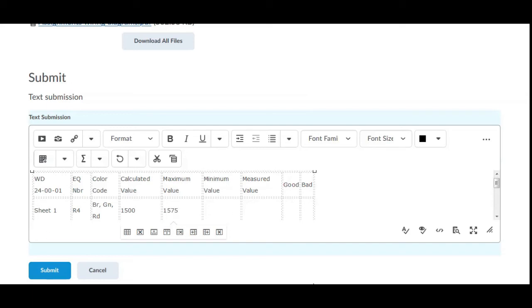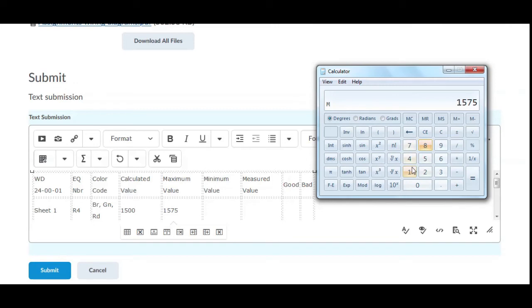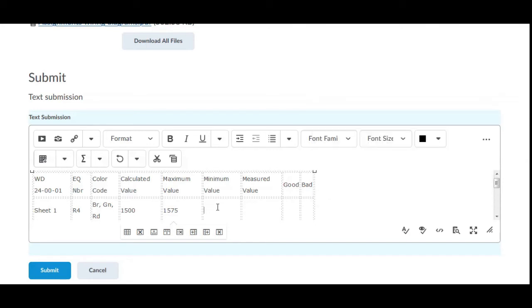So my maximum value is 1,575. Open up my calculator again. 1,500 minus my tolerance gives me a value of 1,425. Now my measured value should be somewhere between those. I'm just going to make up a value for the time being, and I'm going to call it 1300. If that's what I measured with my meter, that is not within tolerance. So I'm going to mark this one as bad.